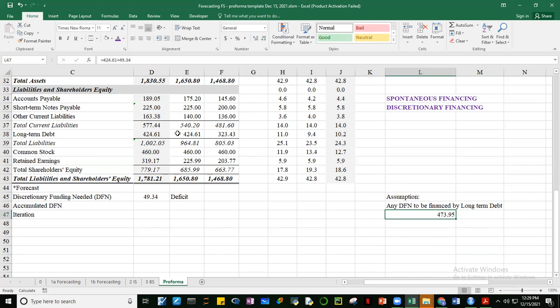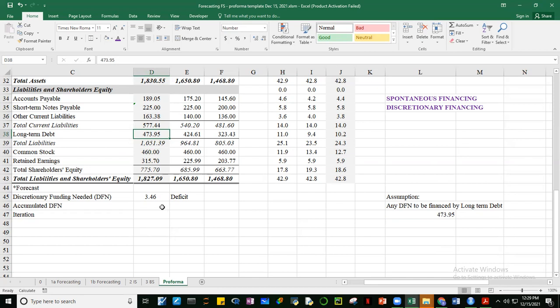Okay? So I'm going to change our DFN. Ito kasi naka-equate dito. Papalitan ko to, type ko na lang 473.95. There you go. Okay. What happened guys? Dinagdagan ko yung long-term debt natin ng kanina na deficit.